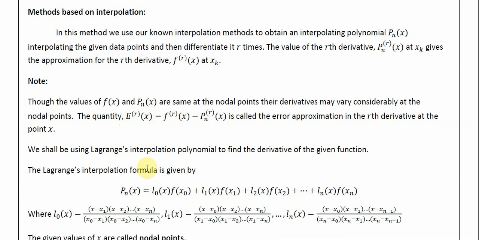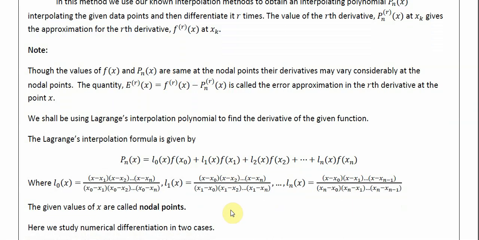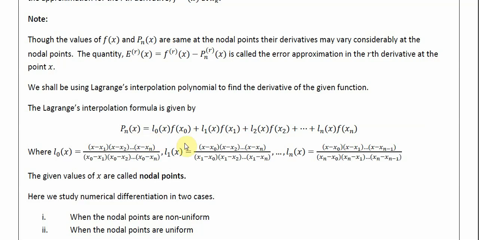To find the interpolating polynomial which passes through the given data points, we shall be using Lagrange's interpolation polynomial, which you have already studied. That is, Pn of x is equal to L0 of x into f of x0 plus L1 of x into f of x1 plus L2 of x into f of x2 plus so on plus Ln of x into f of xn. These are called Lagrange coefficients, and their values are given over here. In all our discussions, the given values of x are always called nodal points. Therefore, whenever we say nodal points, we refer to the values of x which are given to us.